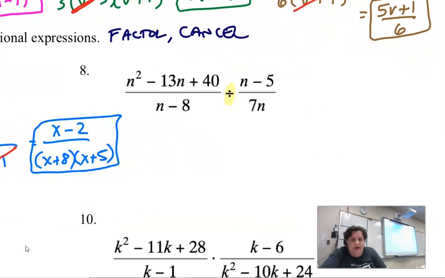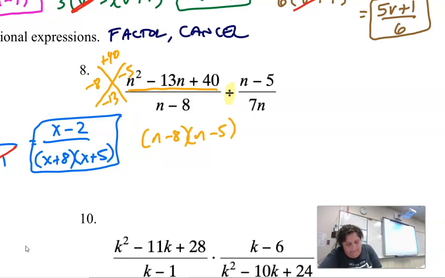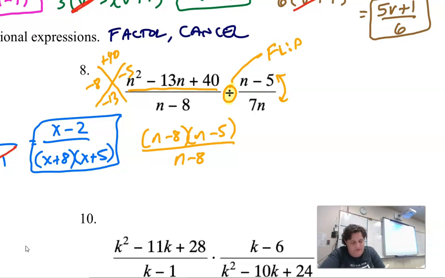Okay, our next one, though, so this is a dividing one. That one is what multiplies to make 40 and adds to make negative 13. That's going to be negative 8, negative 5 over n minus 8. Now, this, I am going to flip or do the reciprocal of the second fraction only, just that one. So it's like the keep, change, flip, or however you want to remember it, multiply by the reciprocal. The 7n goes up here, the n minus 5 goes down here.